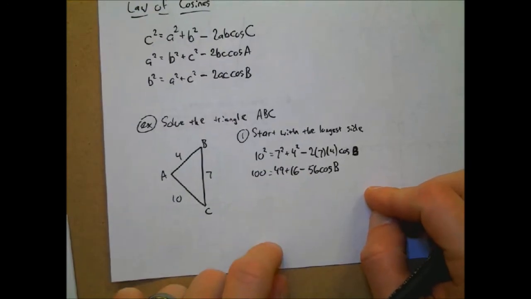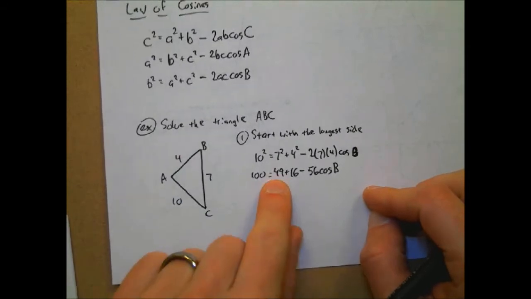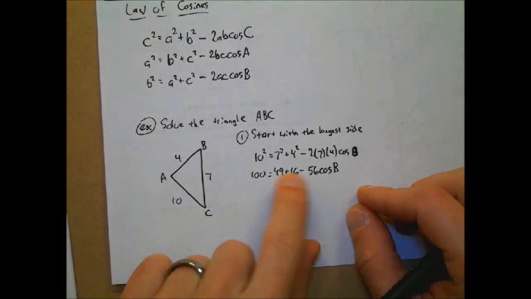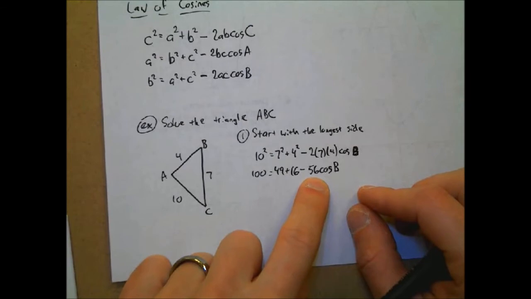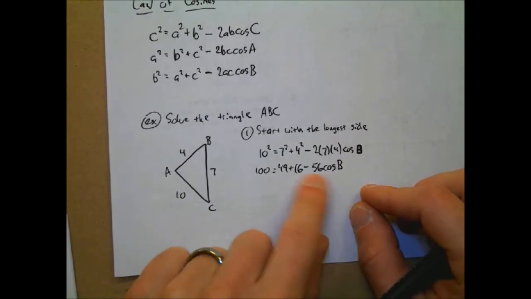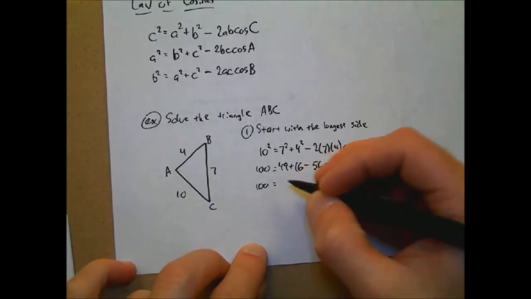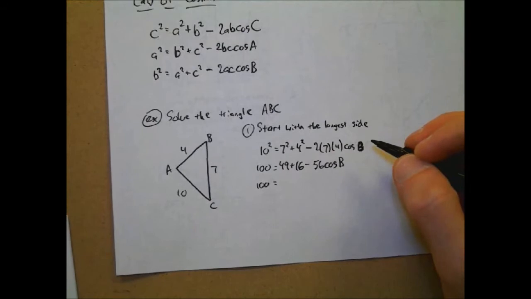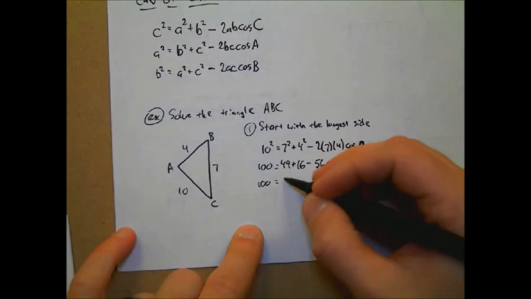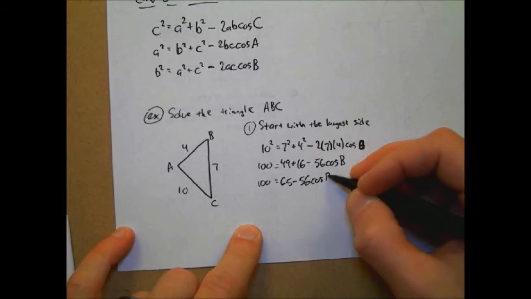That's fine. But long story short, for whatever reason, students like to combine the 49, the 16, and the 56 together and put that in front of their cosine. That's not right. 56 is a coefficient, right? It's not a value there. So be careful with that. That happens more often than I'd like, so that's why I'm bringing it up now.